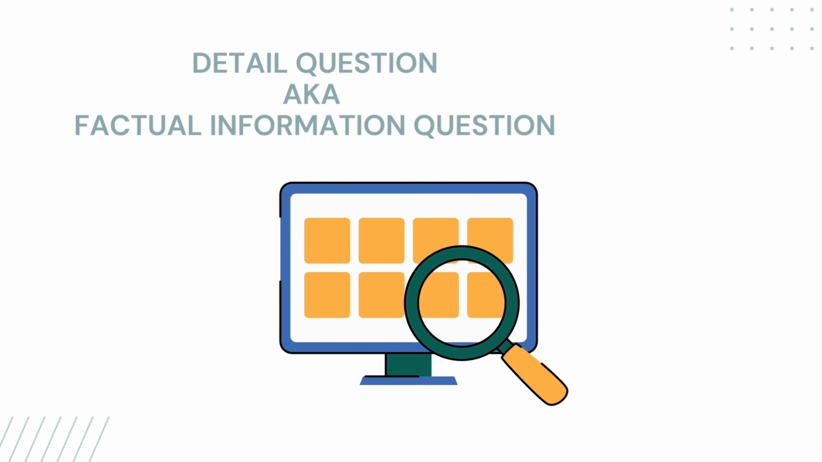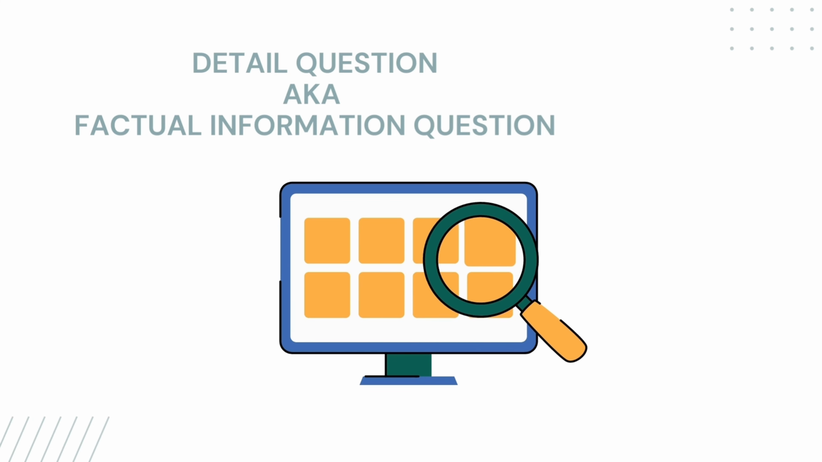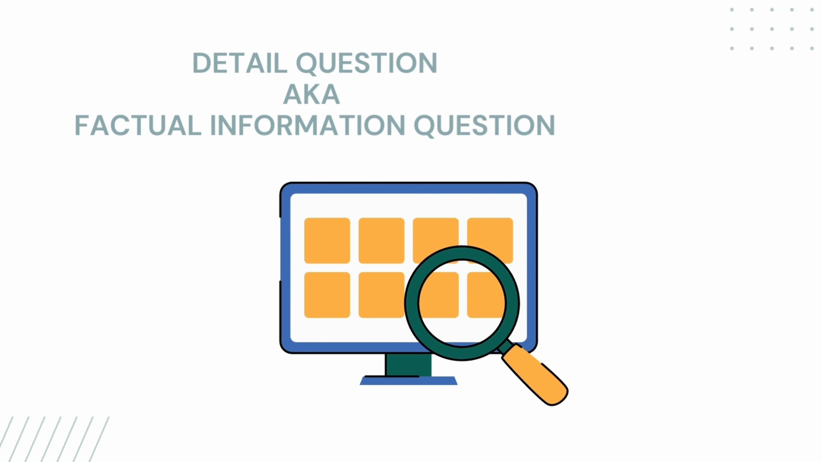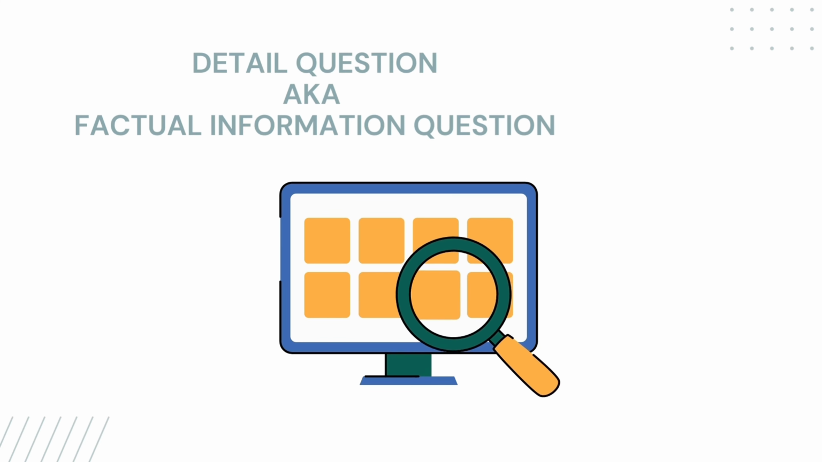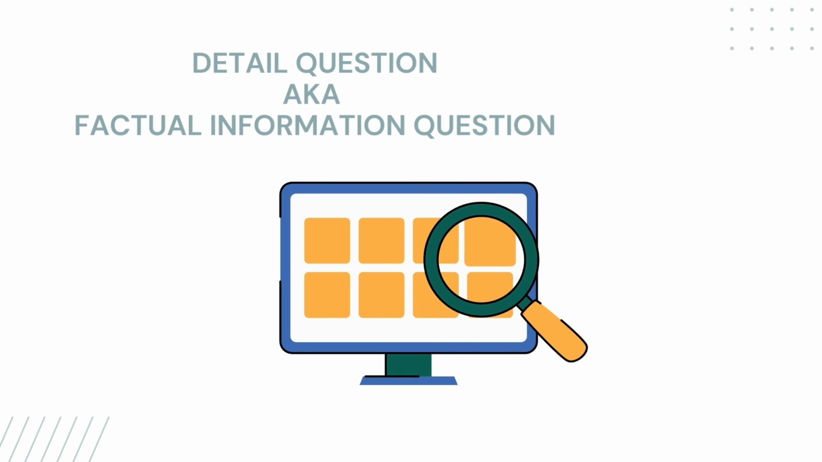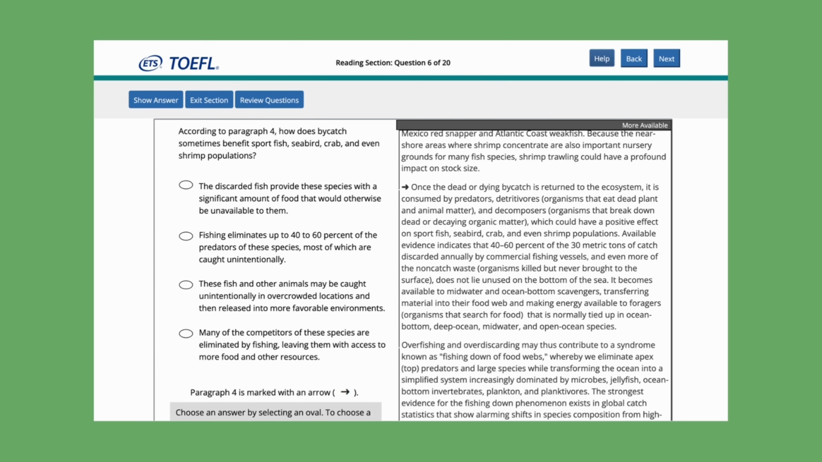We don't just do this on tests, we also do it when we go to the bus station and we're looking at the schedule. We're not going to read about every single bus, we just look for the bus that we want to take. This is what it looks like on the real test. This is a screenshot from ETS. You can see in the question it says, according to paragraph 4. And that's usually what a detail question looks like, according to this paragraph, because you are looking for a fact or a detail in that paragraph.